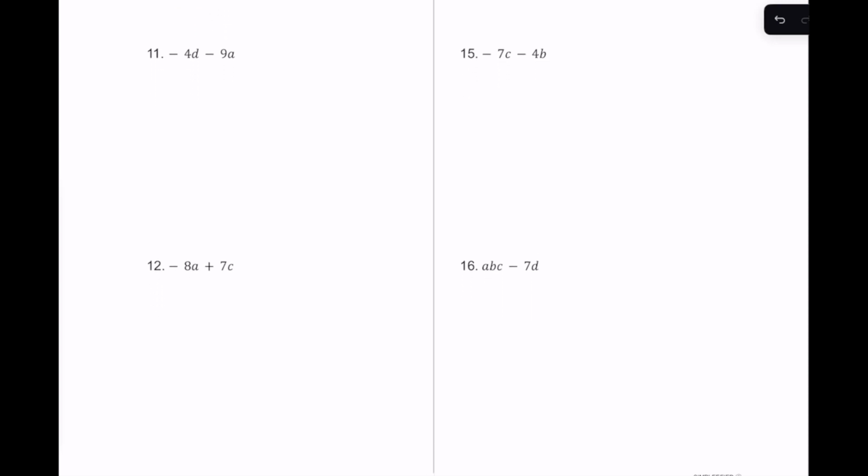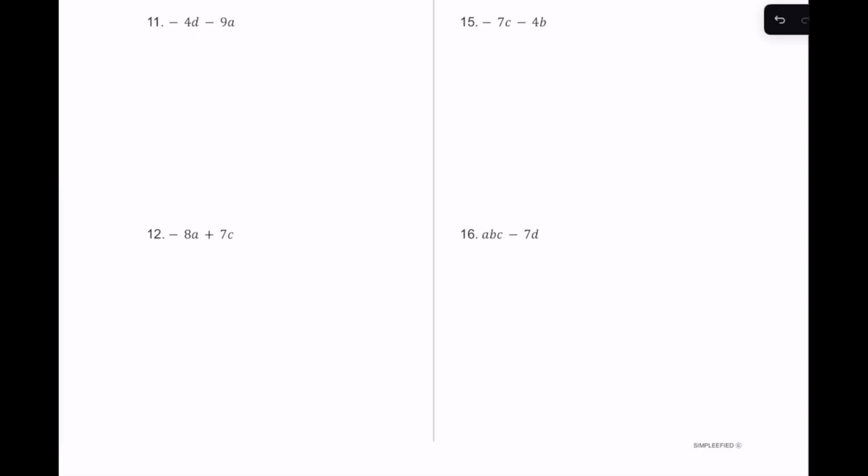So for number 11, we have negative 4d minus 9a. So this is going to be negative 4 multiplied by d. Now d is equal to negative 6. So we have a negative times a negative there. Then we're going to take away 9 multiplied by a, and a is equal to positive 2. All right, so we have multiplication, subtraction, and multiplication. This first multiplication on the left is going to go first. Negative 4 times negative 6 is positive 24.